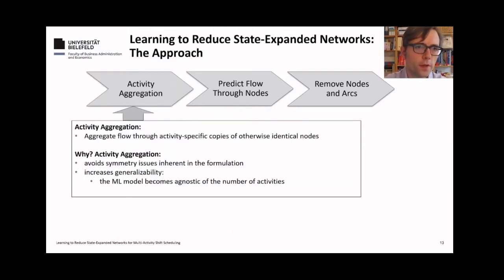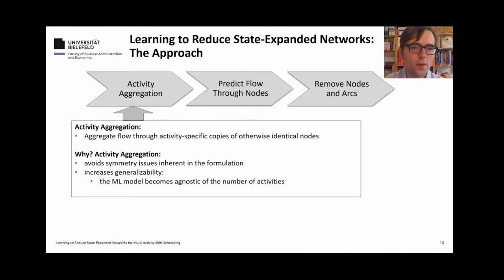An important factor for the efficiency of our approach is that we do not predict the flow through activity-specific nodes, but that we aggregate the flow through these activity-specific nodes into a single node. Why do we do this? Because this, first of all, avoids symmetry issues, which are inherent in the formulation in case of multiple activities.